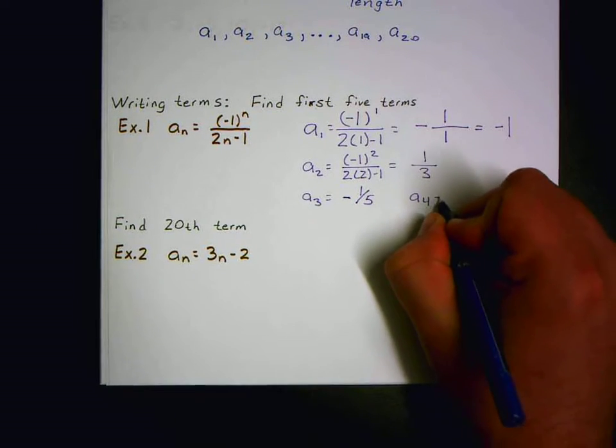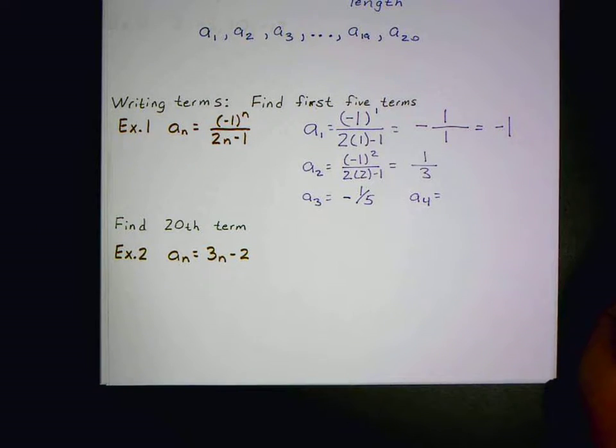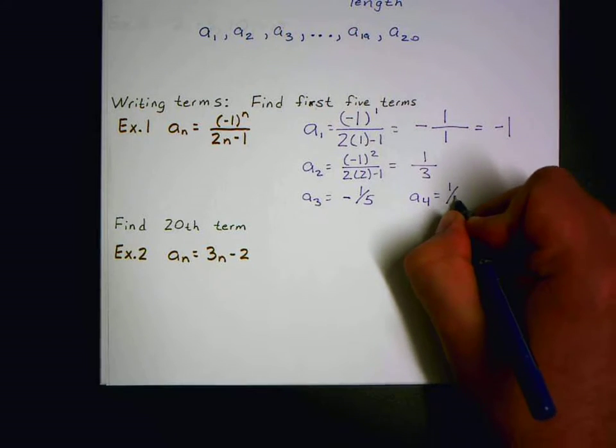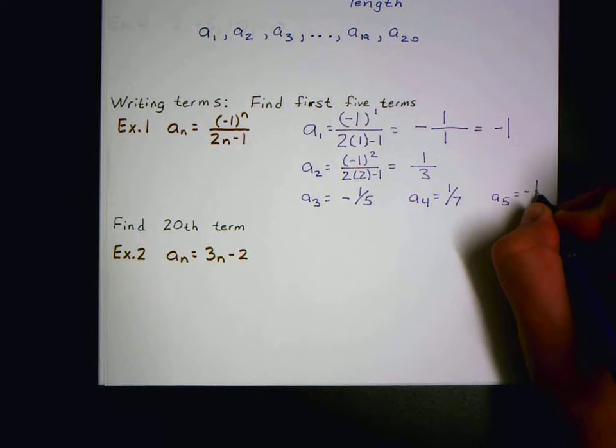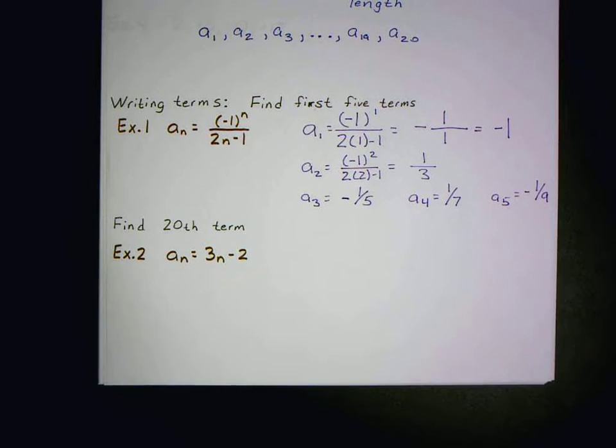Fourth term is going to be what? Can you see the pattern yet? 1 over 7. What's the fifth term? Negative 1/9. There's your first 5 terms. If you don't see the pattern yet, you just keep plugging in numbers. That's all it takes to find the first 5 terms. You'll be given the formula. You plug in the numbers.